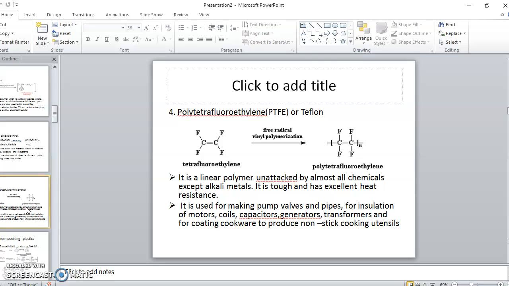Now it is polytetrafluoroethylene, PTFE or Teflon. Teflon coating.